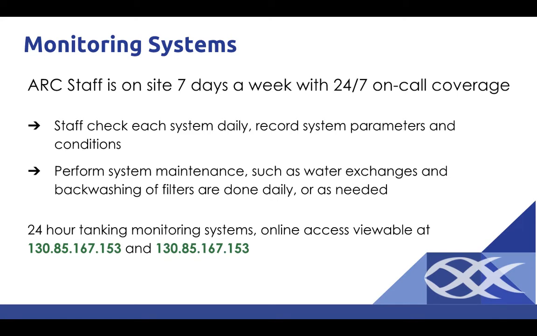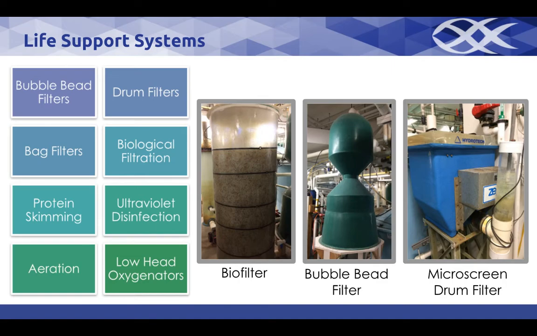130.85.167.153. Water conditions are maintained by life support systems, which can include bubble bead filters, drum filters, bag filters, biological filtration, protein skimming, ozone and ultraviolet disinfection, aeration, oxygen supply by low-head oxygenators and emergency supply diffusers, day-length control, and continuous system monitoring by a data logger with text and email alerts to ARC staff if alarm conditions develop.